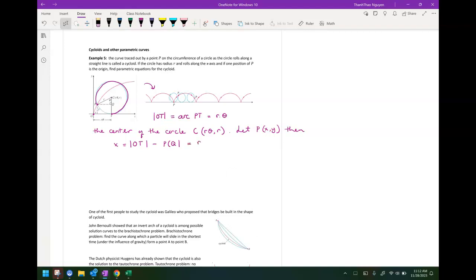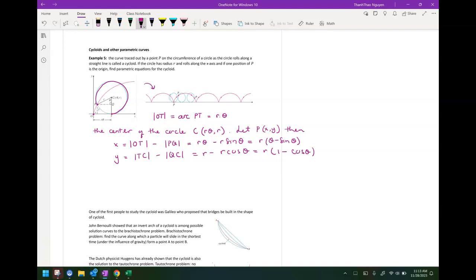So that is equal to R theta minus R sine theta, equal to R times theta minus sine theta. Y would then equal TC minus QC, and that is equal to R minus R cosine theta, equal to R times 1 minus cosine theta.